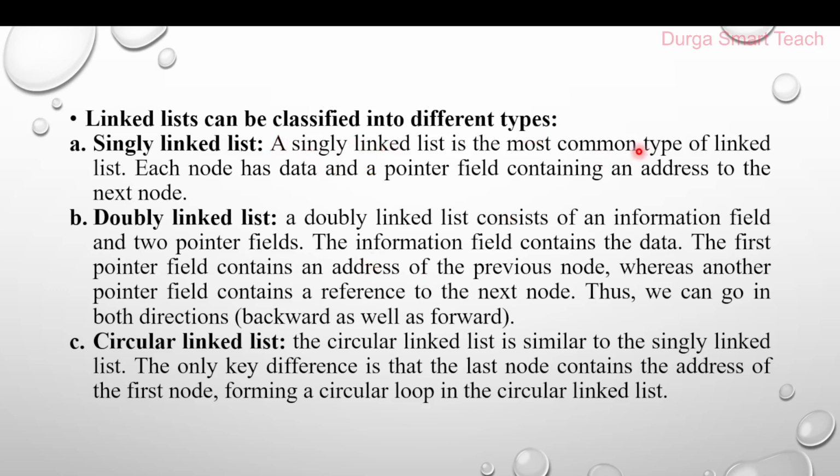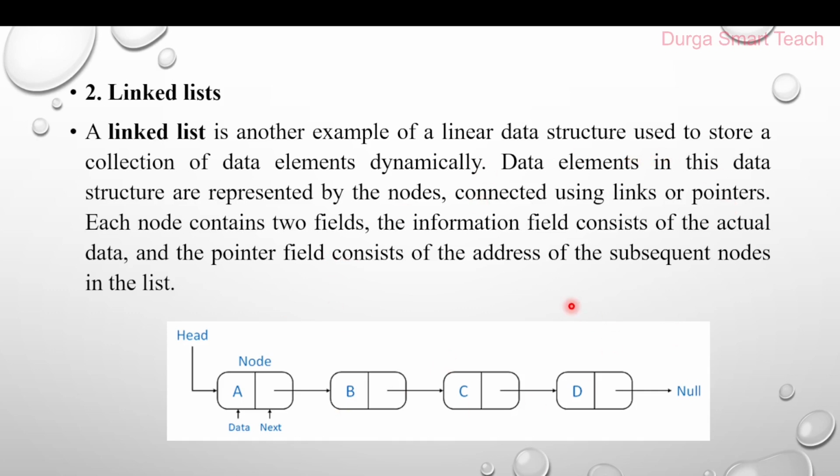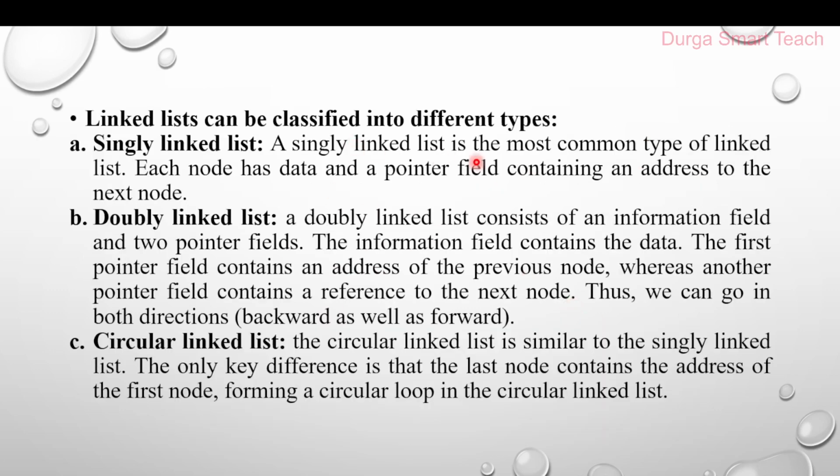The single linked list is the most common, so we can say this is known as a single linked list. It contains two parts, one is the data part and the other one is the next part. Okay, a doubly linked list contains three fields: two pointer fields and one information field, that means the data field. The data field contains data. The first pointer field contains the address of the previous node, and the other pointer field contains the reference of the next node. So here it contains the previous node address as well as the next node address, so that we can traverse backward as well as forward.